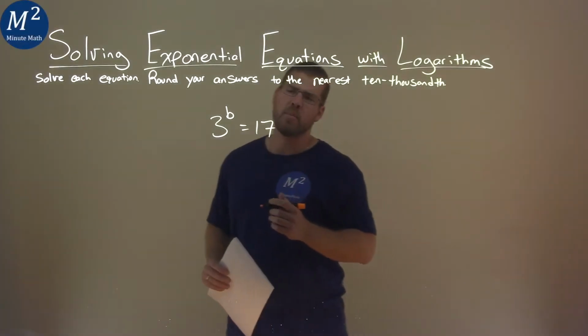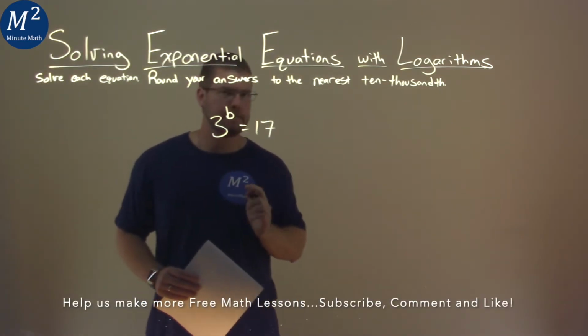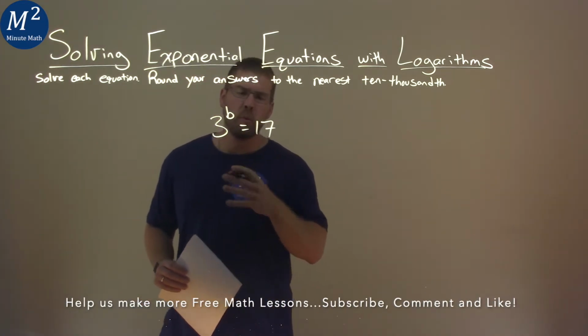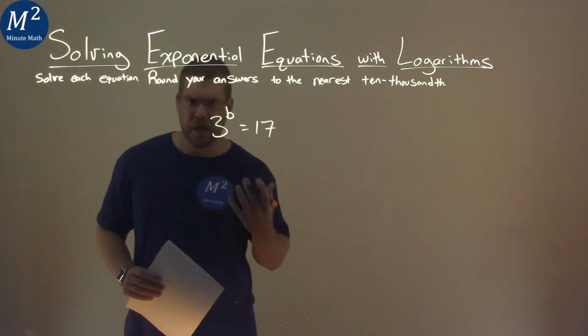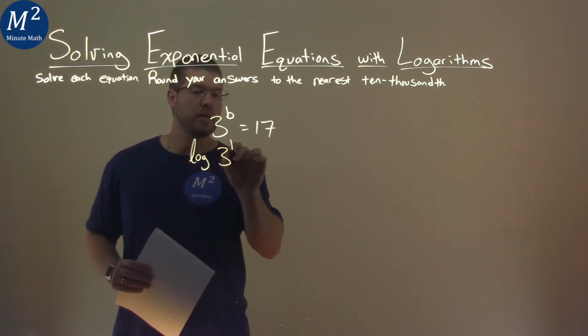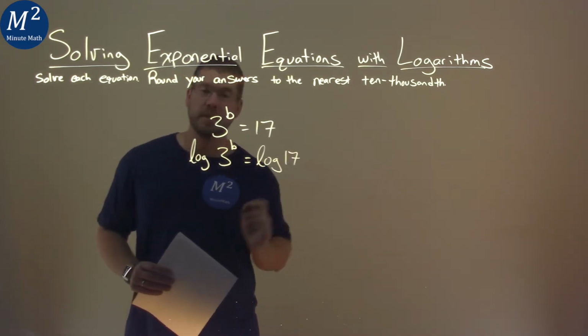We're given this problem right here. 3 to the power of b is equal to 17, and we need to solve this equation. Well, one thing we know about logarithms is we can take the log of both sides there. So if I take the log, 3 to the b is equal to the log of 17.